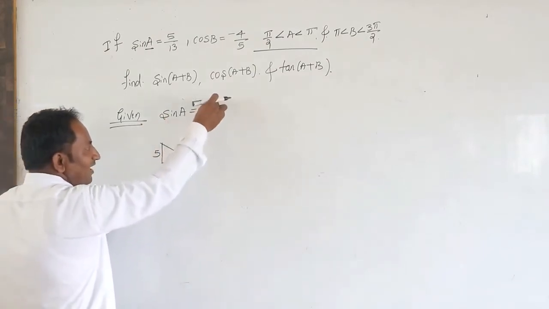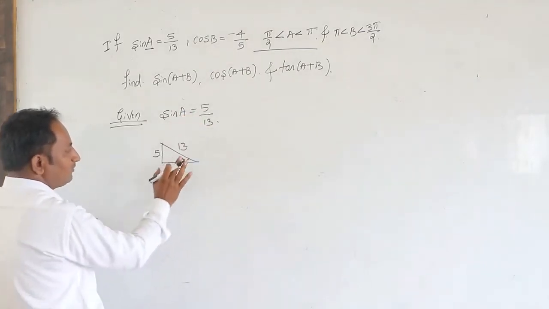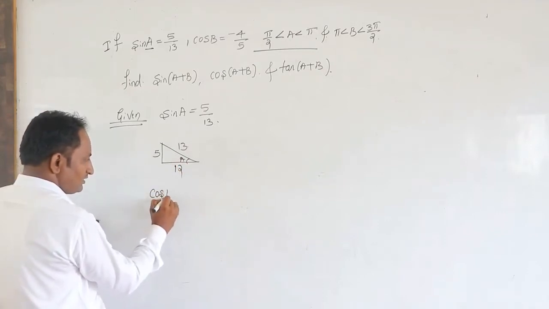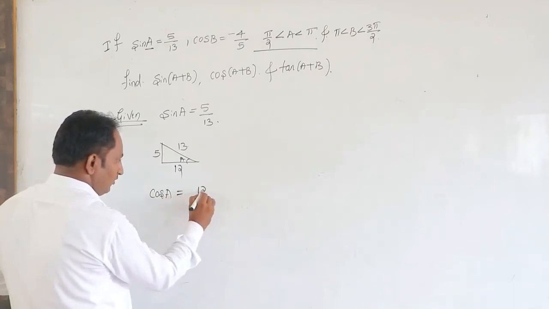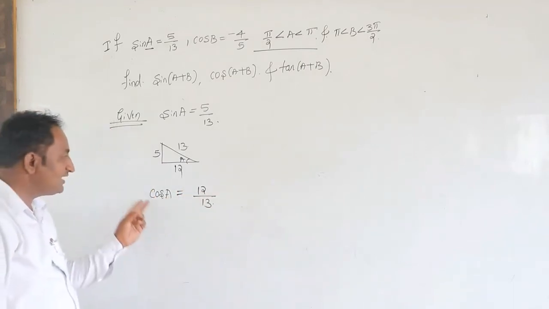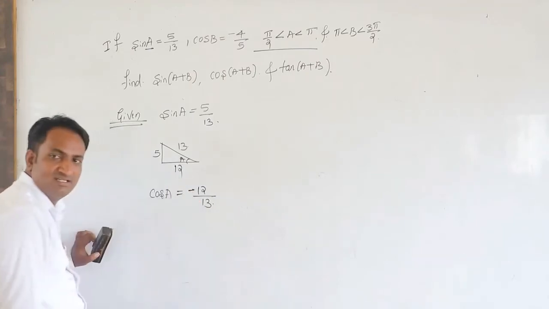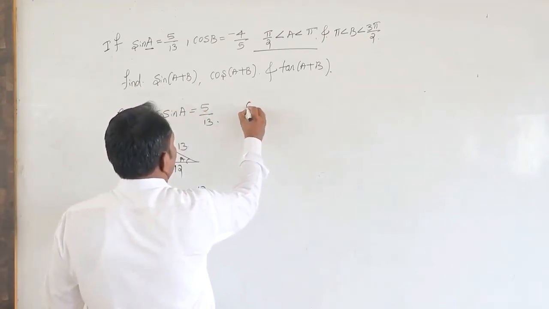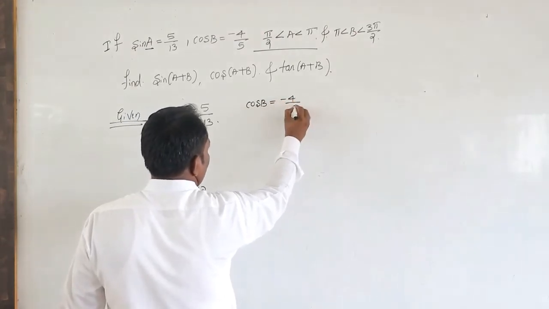Then sin A value is given. From this right angle triangle we can take the cos A value. Cos A is equal to 12 divided by 13. Cos is negative in the second quadrant. That's why its value is negative. Then again cos B is given. Cos B is equal to minus 4 divided by 5.